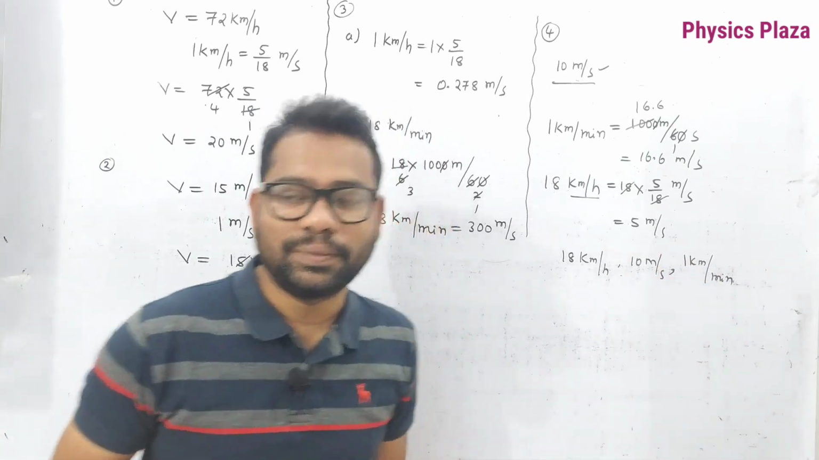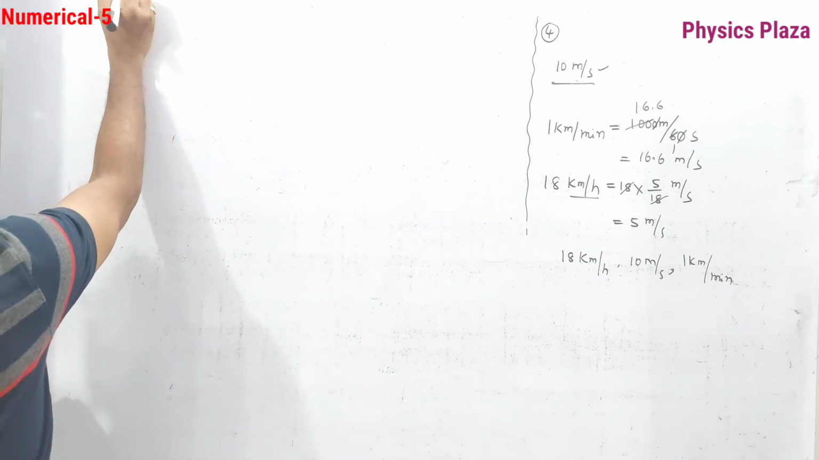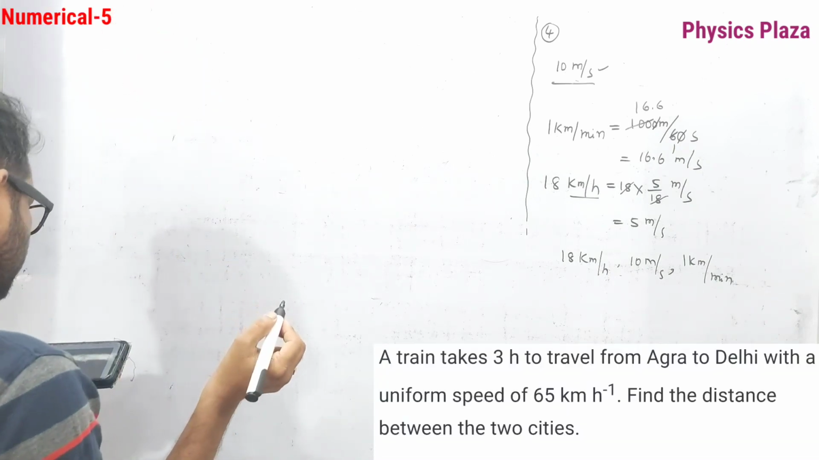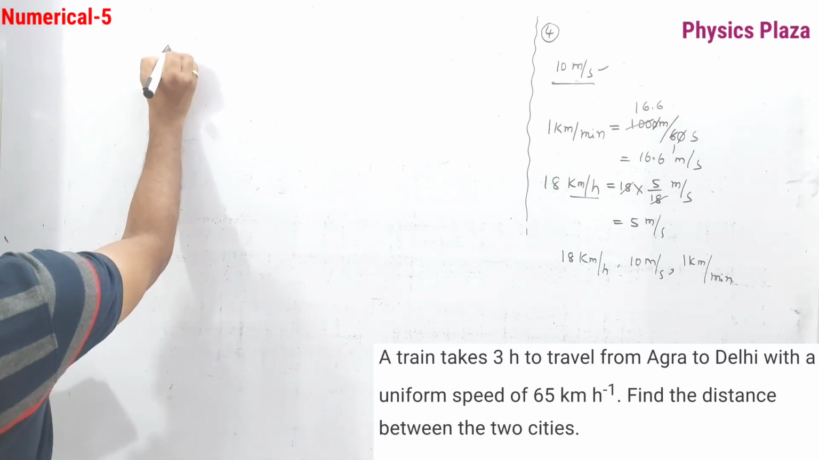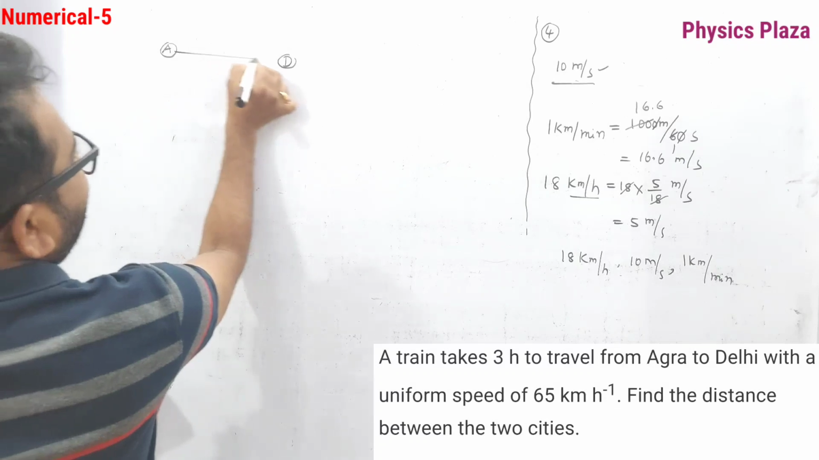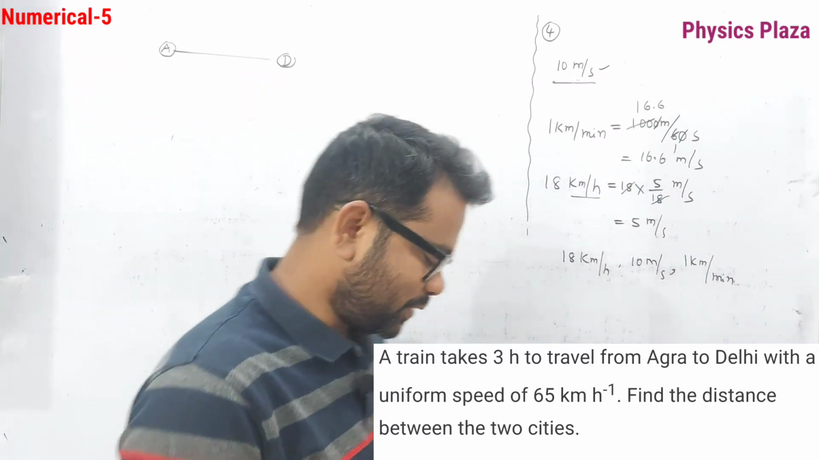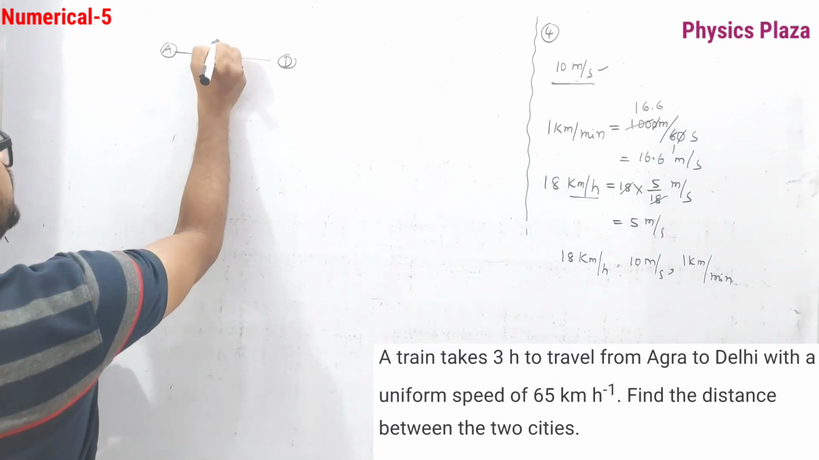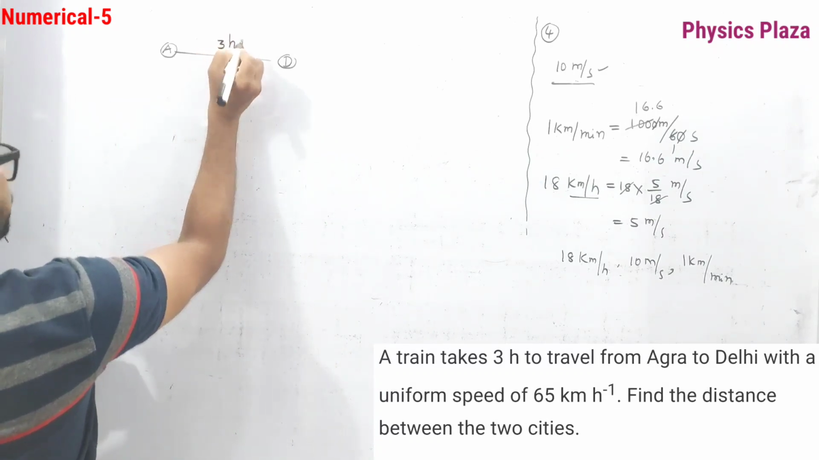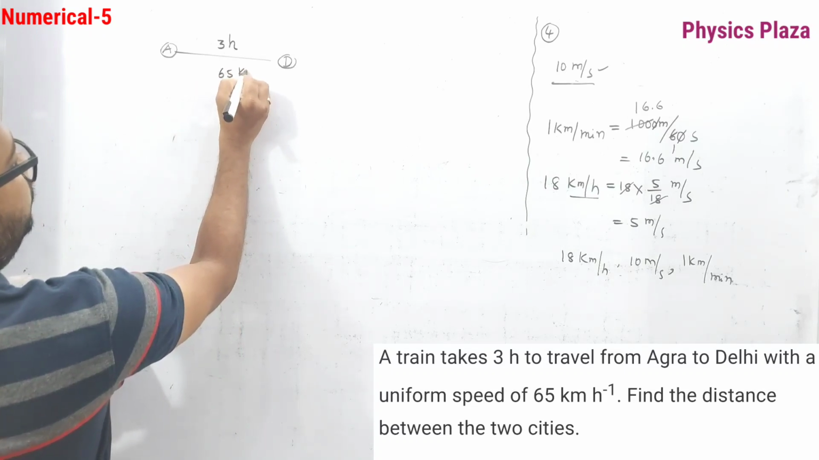Okay, just copy this. Numerical 5. It is given that a train takes 3 hours to travel from Agra to Delhi. Let us say it's Agra, it is Delhi. Children, don't think that Agra and Delhi are this close. We are just showing it as a part of the numerical. It takes 3 hours time, with 65 kilometer per hour.